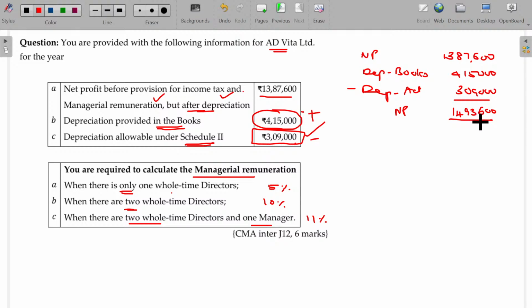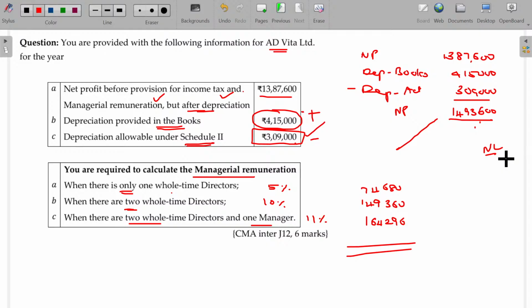Yes, come on, calculate 5% on this. And here 10% being, 11% being, clear. Okay, this limit you have to understand. When net profit is positive, in case of net profit, 5%, 10% and 11%. If the company makes a loss, won't they get any remuneration? No, they will be given. So we'll see that later on.